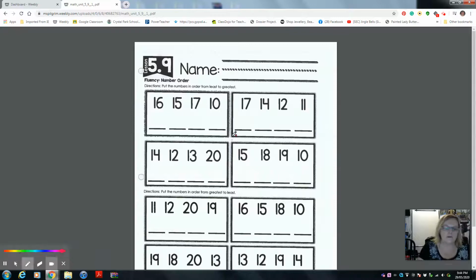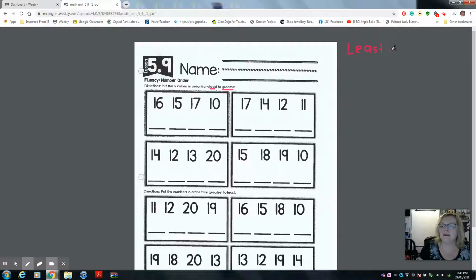Boys and girls, we're working on lesson 5.9. We are doing number order. It says put the numbers in order from least to greatest. And remember what least meant? What does least mean to you?